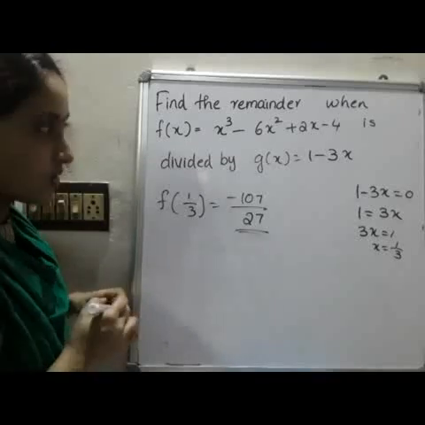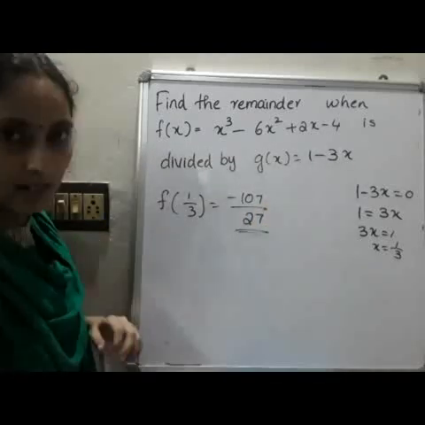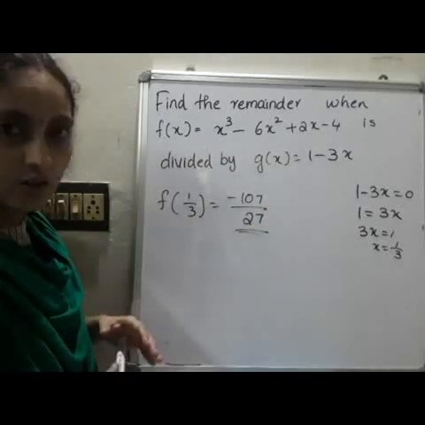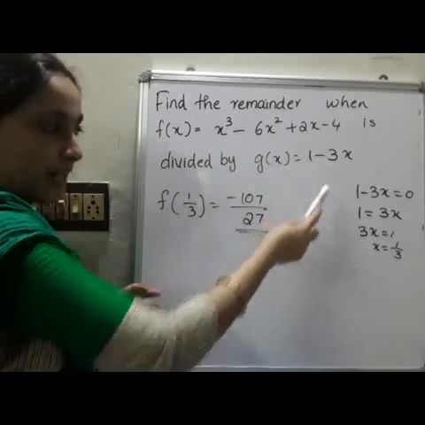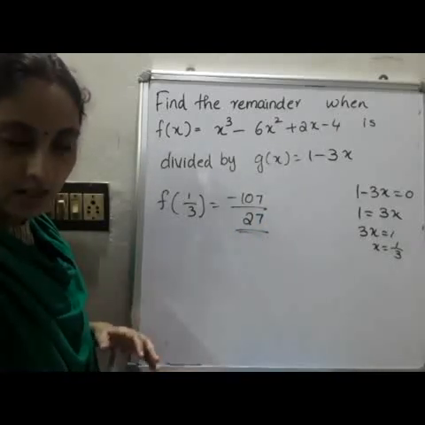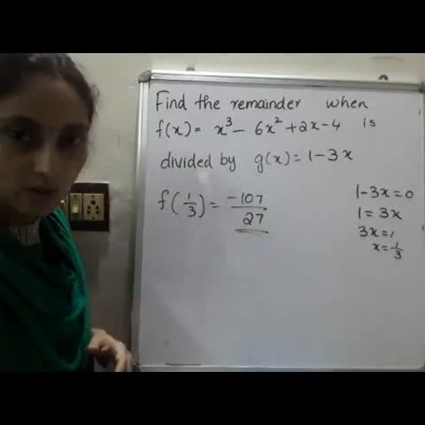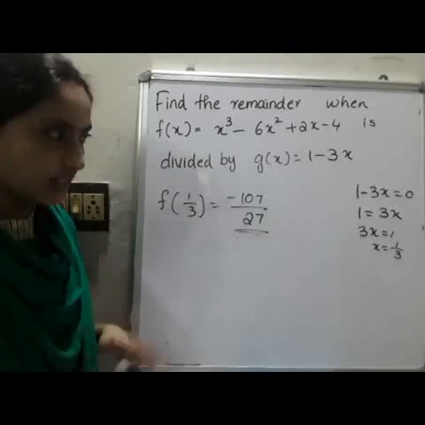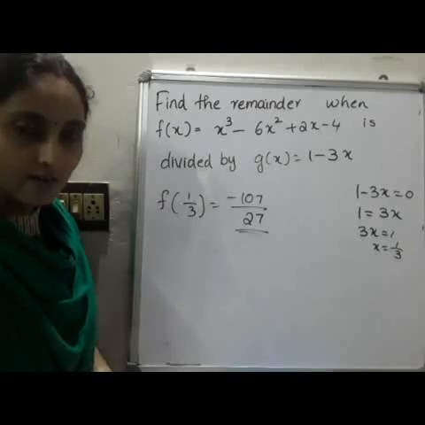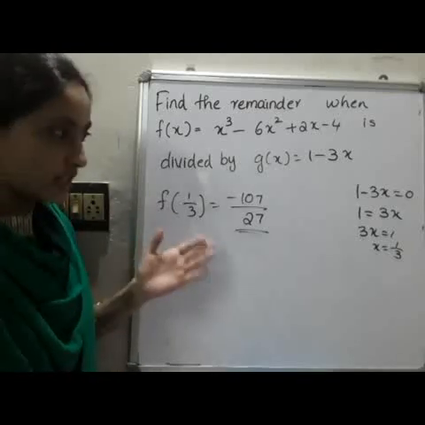But here the question is asking 1 minus 3x. In normal division, what you have to do is change that to minus 3x plus 1. Then that is a tedious process. That's why here we are applying this remainder theorem. I think this will be easy. While comparing to the division of the polynomial, this will be easy for you.